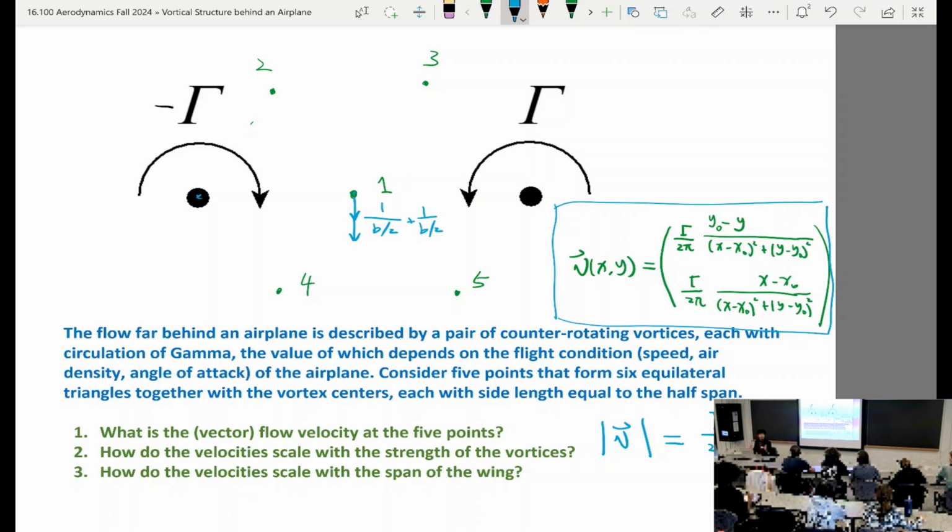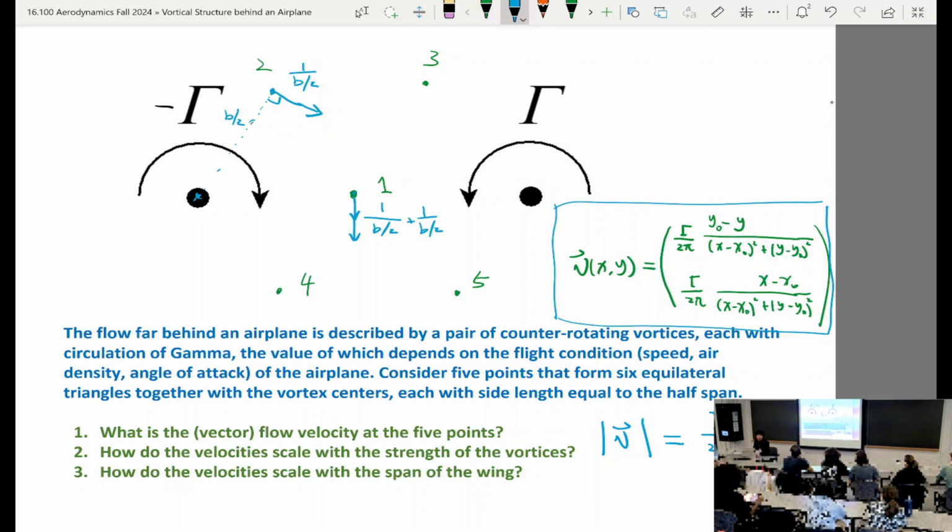Questions? How about point number 2? Point number 2 has two induced velocities again summed together. One velocity is pointing here, perpendicular to this radius, and it has a magnitude of 1 over b over 2, because all of these points form equilateral triangles. So the distance from point 2 to the center of this vortex is b over 2.